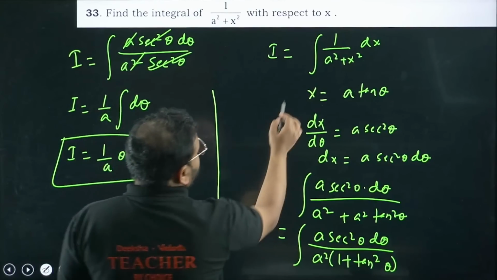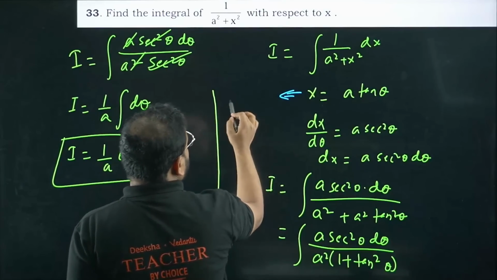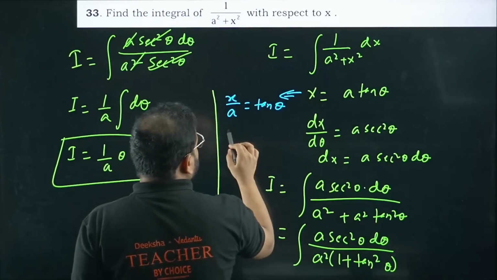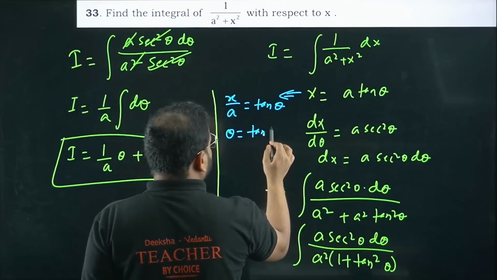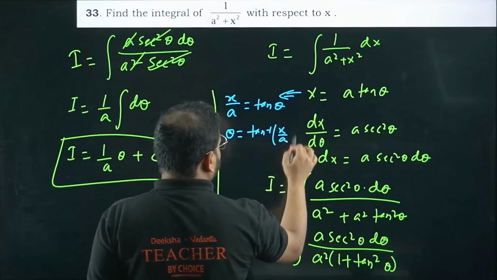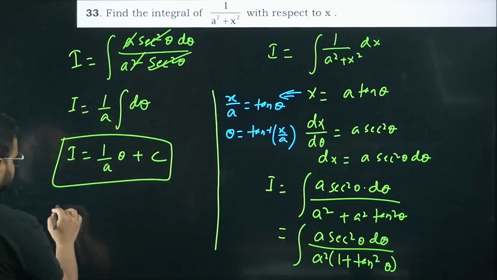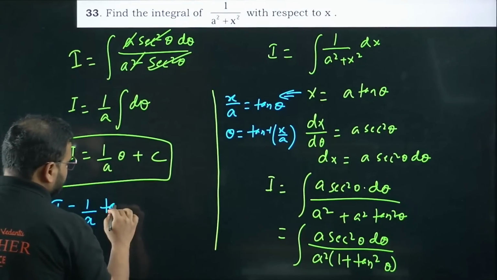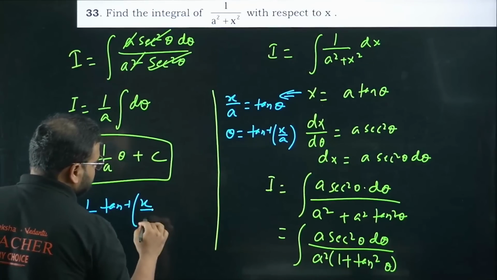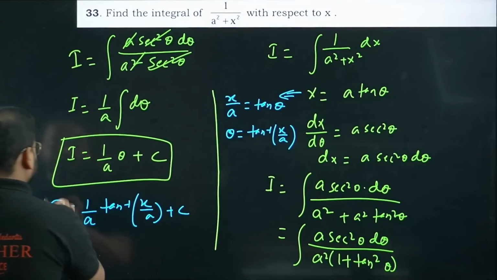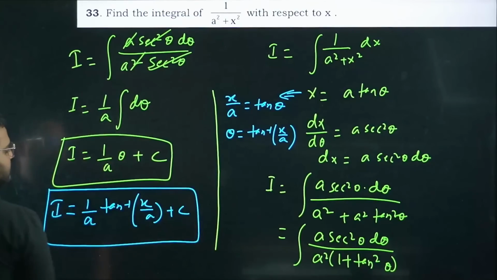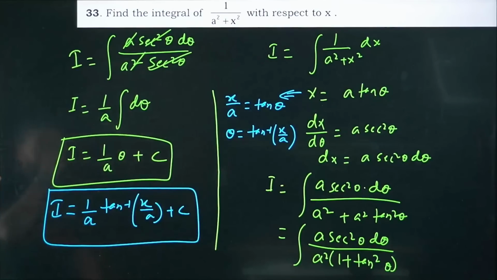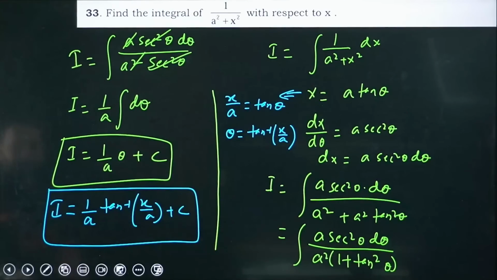Theta from here, I get here x by a as tan theta. So theta is nothing but tan inverse of x by a. Put the value back here. I get the final answer as I equals 1 by a tan inverse of x by a plus c. Done. Please check. Done. 33rd is also done. Okay, clear. Moving on to question number 34 now.